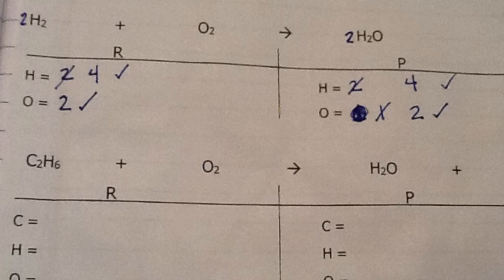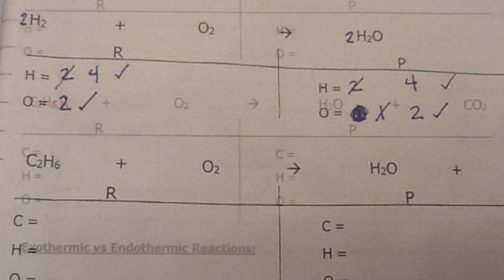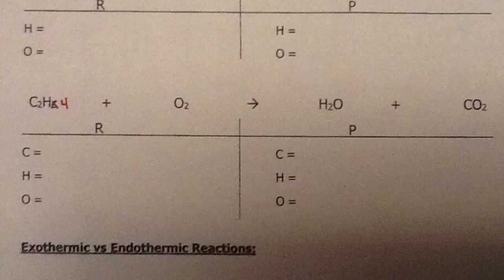on the reactant side. If we change it to a 2, we know 2 times 2 is 4, and now we have 4 hydrogens on the reactant side and 4 hydrogens on the product side. We also have 2 oxygens on the reactant side and 2 oxygens on the product side, so this equation is completely balanced. Now we're going to move on to our second example.